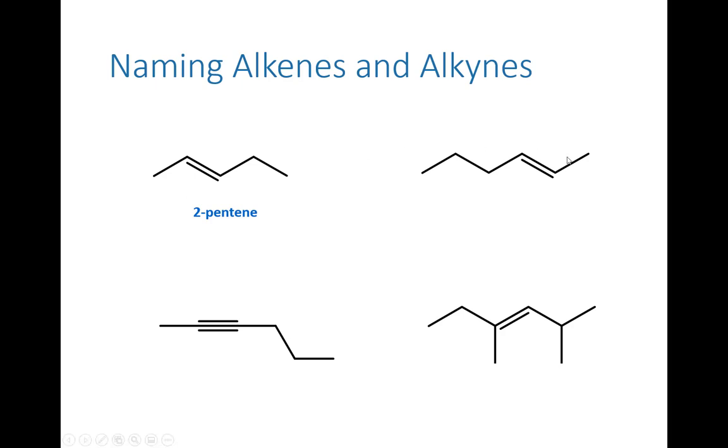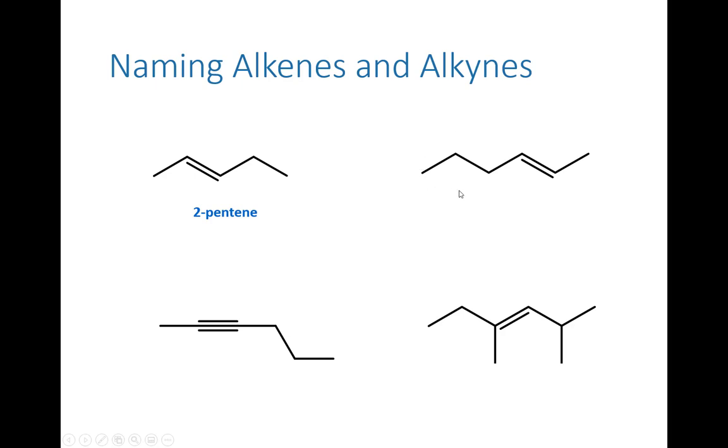This molecule to the right is very similar in structure, except that it has 1 additional carbon. Which way are we going to number? Well, if we number from the left, 1, 2, 3, 4, it's not until carbon number 4 that we get to the alkene. So we want to number from the right in this case, because that will get us to the alkene on carbon number 2.